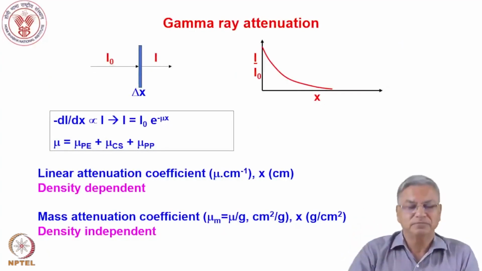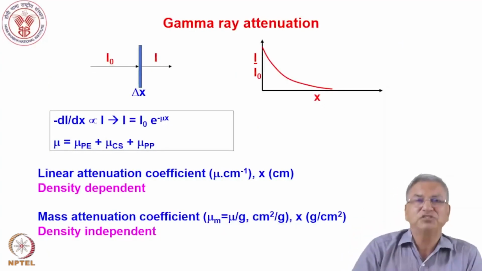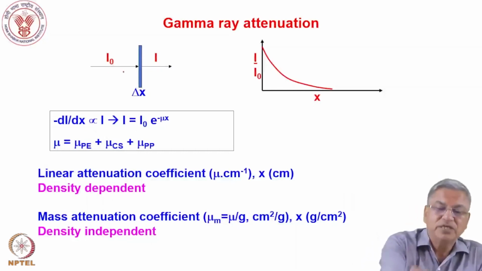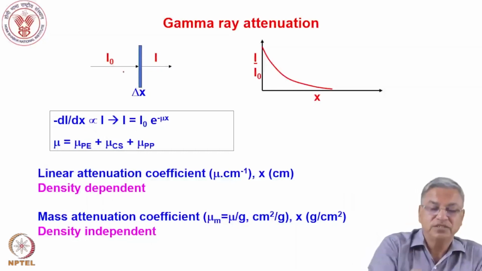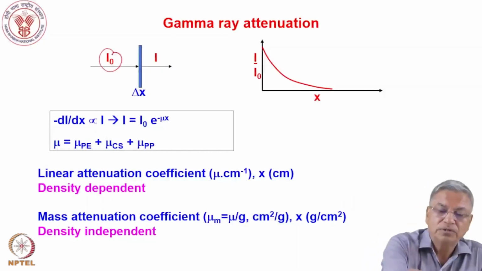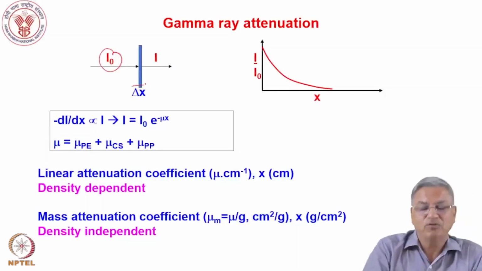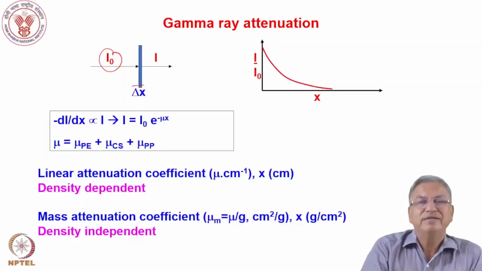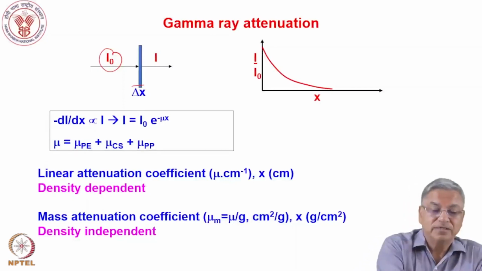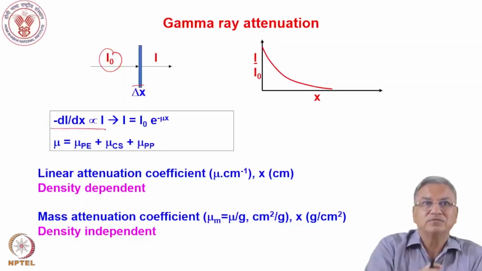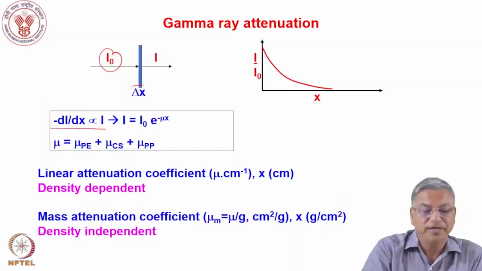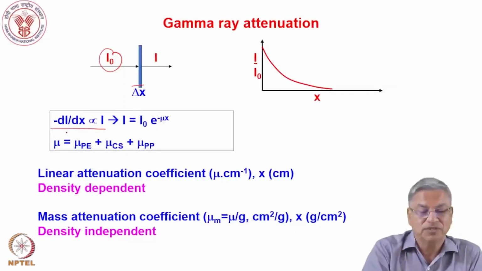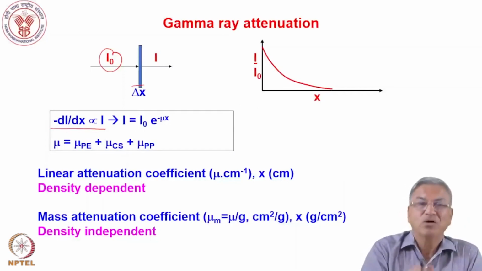When the gamma ray is traveling through an absorber medium, how does the intensity of the gamma ray change with the thickness of the absorber material? I have tried to illustrate that here. The incident gamma ray photon of intensity I0 is passing through a thin slab of the absorber material, and the transmitted intensity is I. Then the decrease in the intensity of the gamma ray, minus dI by dx, where x is the thickness, is proportional to I. Why has this come?